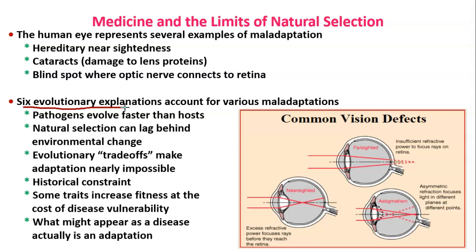Second to last, some traits increase fitness at the cost of disease vulnerability. So we'll take a look at that as well in this chapter. And then what might actually appear as a disease could be an adaptation after all. So we'll take a look at that too.